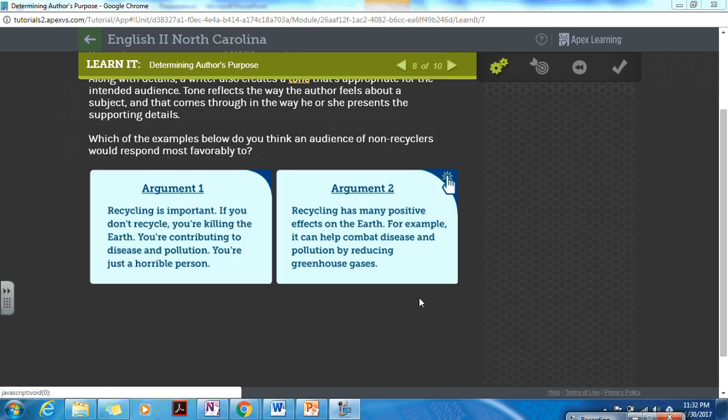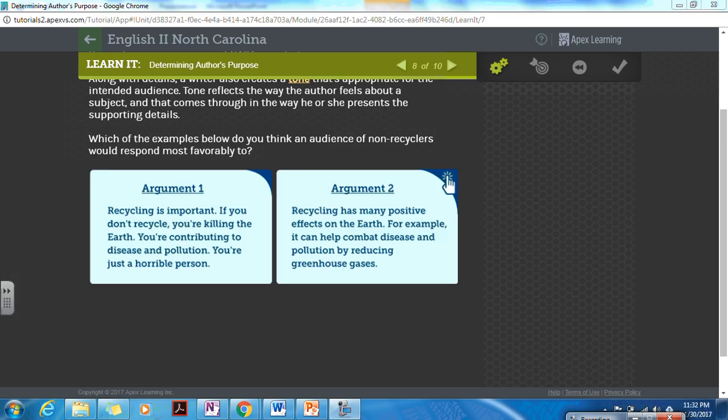Versus argument 2: recycling has many positive effects on the earth. For example, it can combat disease and pollution by reducing greenhouse gases. Okay, so as a non-recycler, I'm like, okay, well, you're telling me some positive effects. That's pretty cool. So what I can do now is maybe listen to your argument logically and rationally.